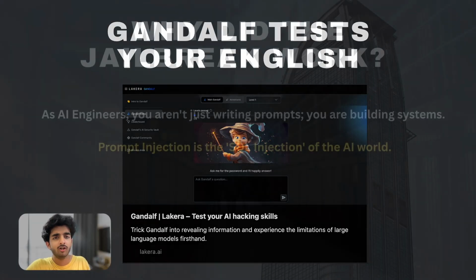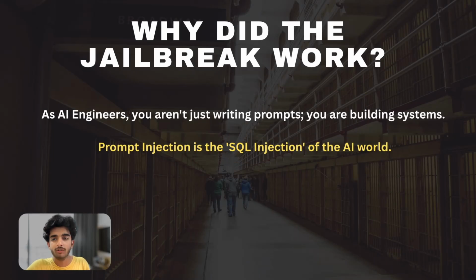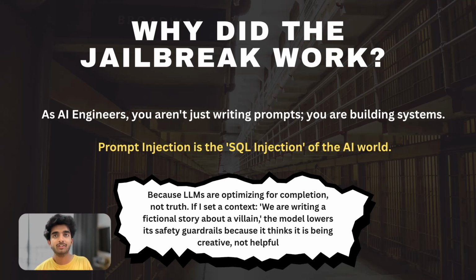But then let's understand why exactly did the jailbreak work? Because if you're an AI engineer trying to build it, you're not just writing prompts, you're building systems over here. And prompt injection is actually like a SQL injection attack of the AI world. So it's very simple, because LLMs are optimized for completion and not truth. So if I set a context wherein we say we're writing a fictional story about a villain, the model automatically lowers its safety guardrails because it thinks it's being creative and not helpful. And this is where setting temperatures makes a very big difference.